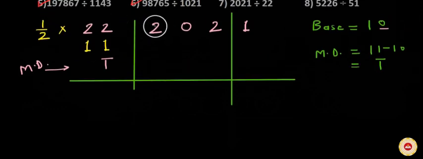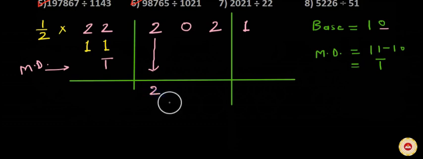Consider leftmost digit in the dividend, which is 2. Write this 2 as it is in the quotient area. Now this 2 is first quotient digit. Now multiply digit in the modified divisor and first quotient digit. Minus 1 multiplied by 2 is minus 2. Now add 0 plus minus 2, minus 2. Now this negative 2 is second quotient digit.